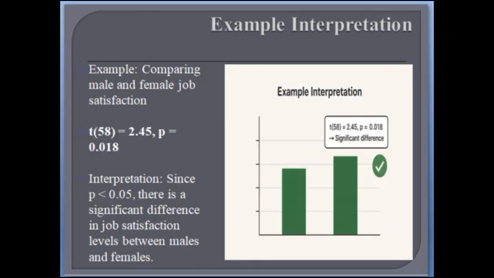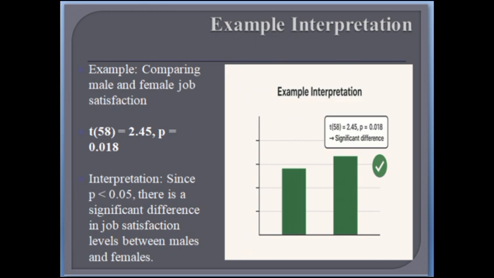Example interpretation. Example: comparing male and female job satisfaction. Always report your t-test result in this format. t in brackets degrees of freedom equals value, comma, p equals value. If degrees of freedom is 58, t value is 2.45 and p-value is 0.018. Interpretation: since the p-value is less than 0.05, we can say there is a significant difference in job satisfaction level between male and female.